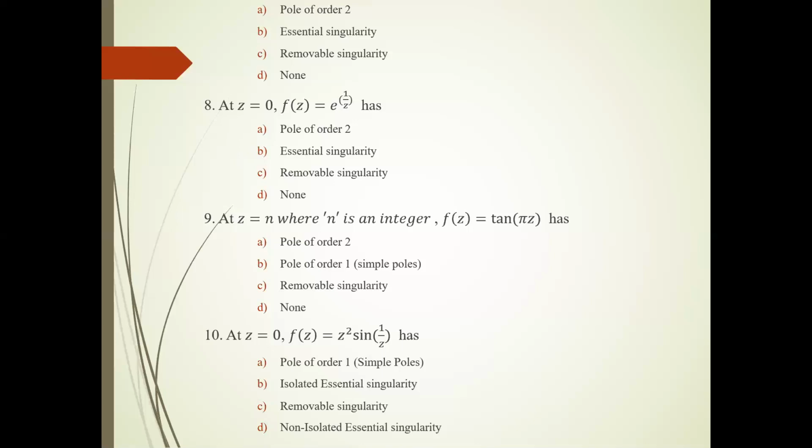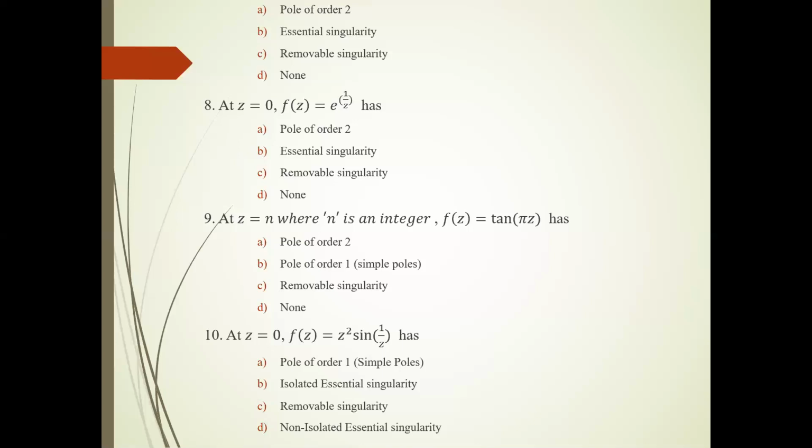Number 10. At z is equal to 0, f(z) is equal to z square into sine 1 by z has: first option, pole of order 1; number 2, isolated essential singularity; number 3, removable singularity; number 4, non-isolated essential singularity. Option 1 is what? Pole of order 1. That means there exists z to the power 1 such that limit z tends to 0 of z into f(z) exists finitely. Multiply z to this given function.